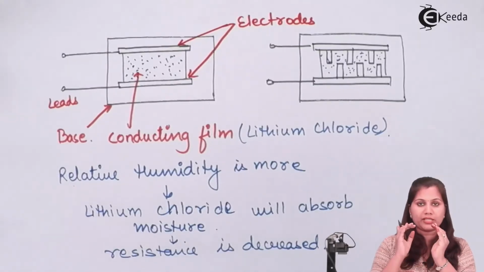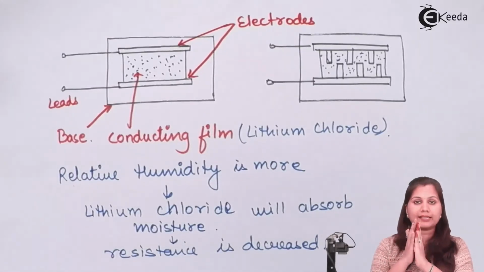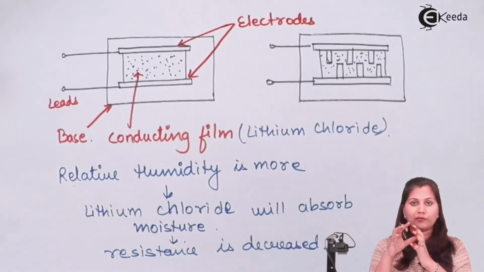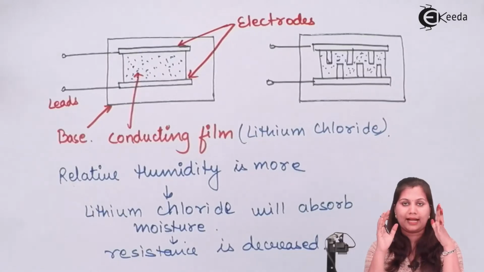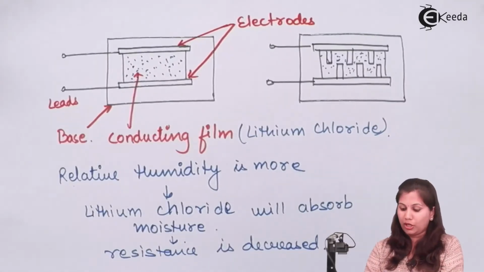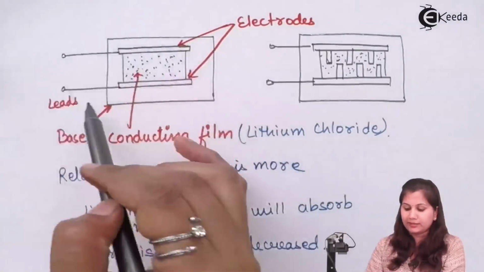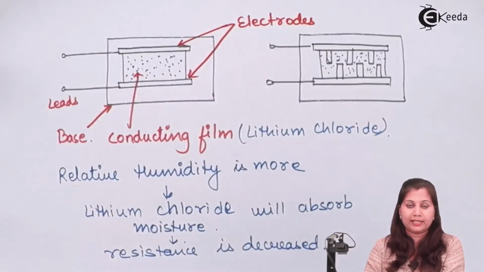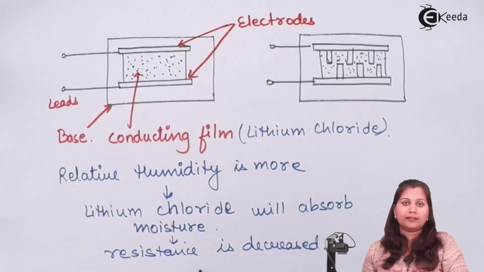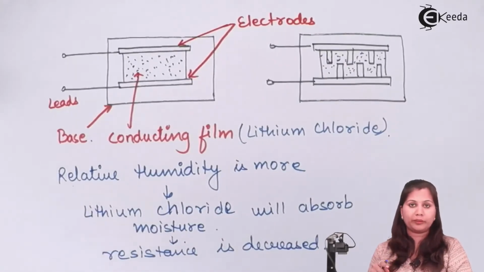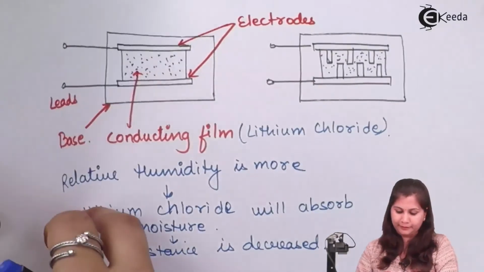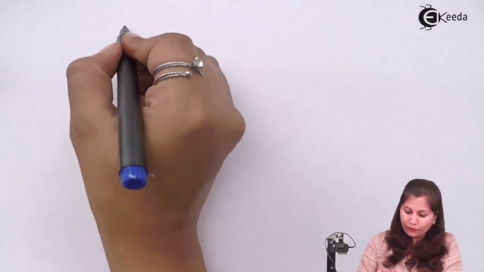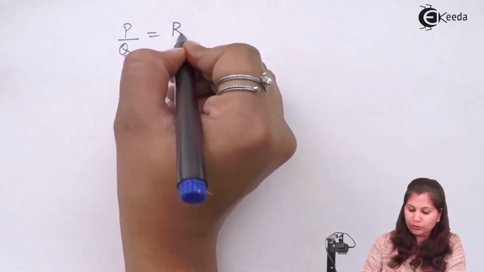The Wheatstone bridge consists of 4 arms, and this bridge is balanced when the ratio of the resistances in the arms is equal, that is P by Q equals R by S. That is the Wheatstone bridge balance equation. So if this resistive hygrometer is connected in one of the arms, as the resistance changes, the Wheatstone bridge is going to get unbalanced.